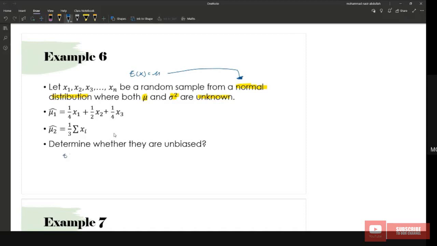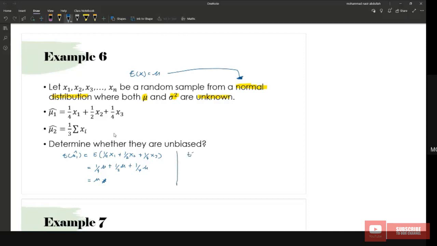So the expected value of mu1 hat is equal to the expected value of 1/4 X1 + 1/2 X2 + 1/4 X3. So this should be 1/4 mu + 1/2 mu + 1/4 mu. So this should be equal to how much? 1/4 plus 1/4 plus 1/2 is 1, so it equals mu. So we can say that mu1 hat is an unbiased estimator.